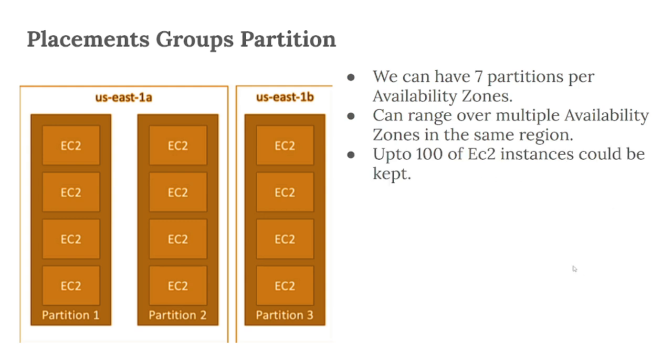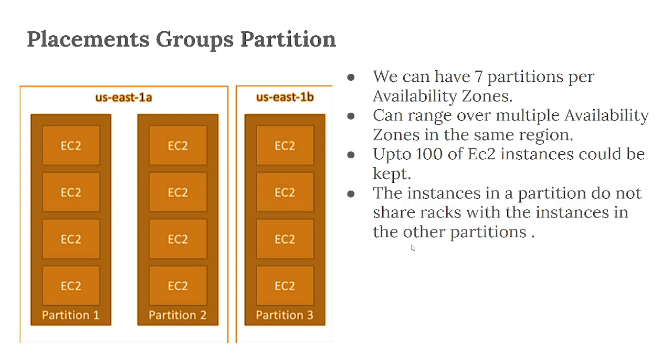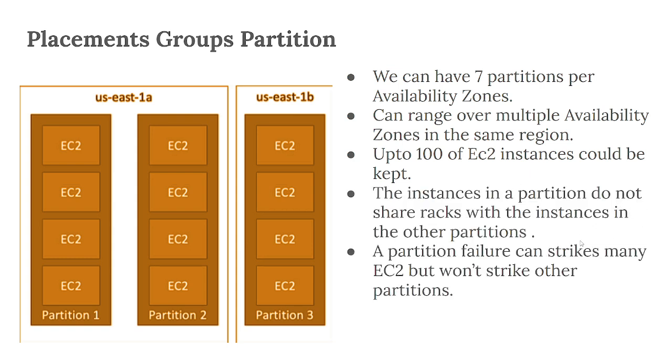Next, up to 100 EC2 instances could be kept, as I said. The instances in a partition do not share racks with the instances in other partitions. Next, a partition failure can affect many EC2 instances but won't affect other partitions. Suppose in my partition 1 there are 4 EC2 instances. If one instance fails, then the other instances in that partition would be affected. But the instances on a different partition won't be affected. So this is something better. This is something advanced about placement group partition.